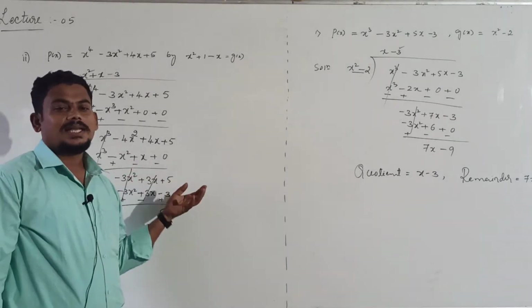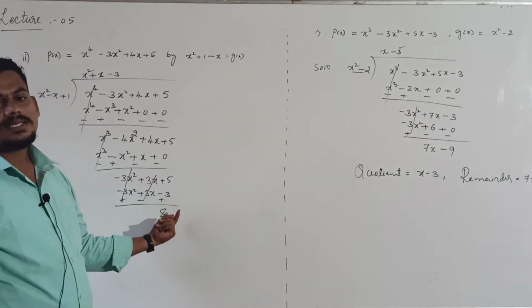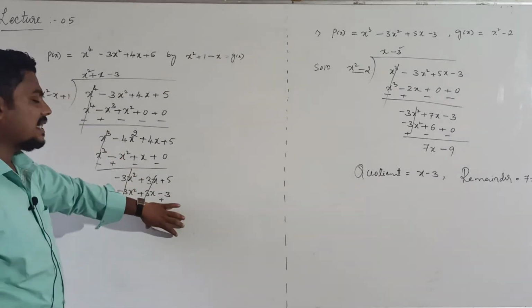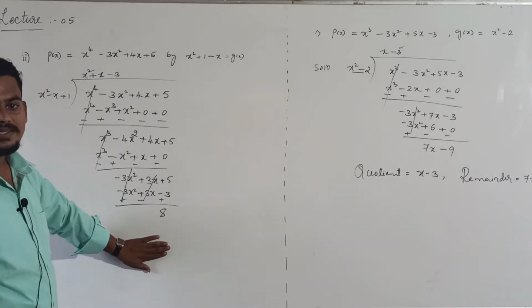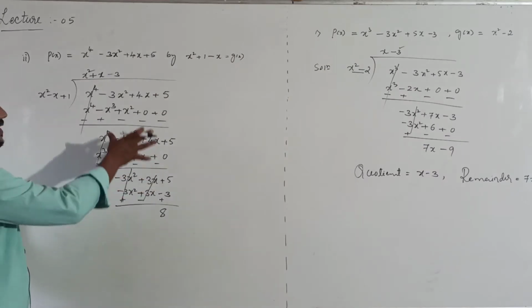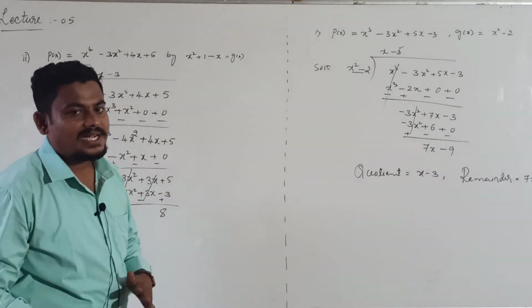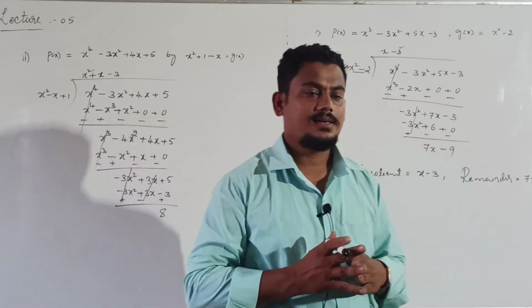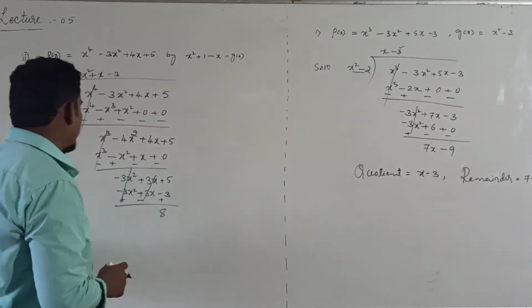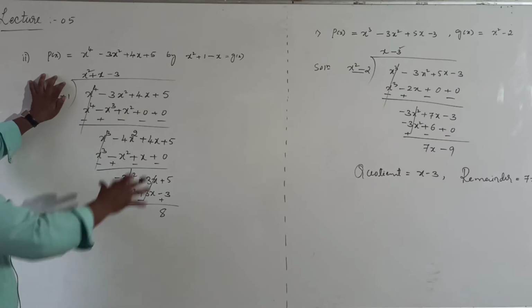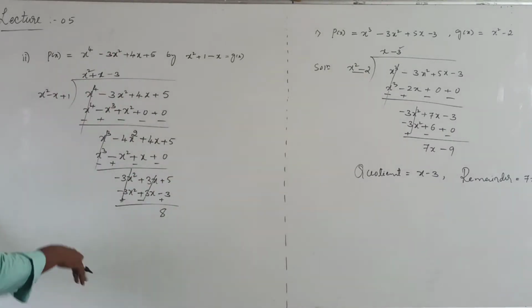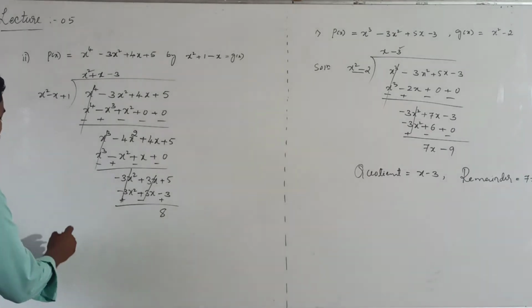Now clearly the degree of the divisor is more than the degree of the remainder. Now we can stop here. Continue this process till the degree of the remainder is less than the degree of the divisor. Now clearly this is the divisor, quotient and remainder, and it is the dividend. We need the quotient and remainder.